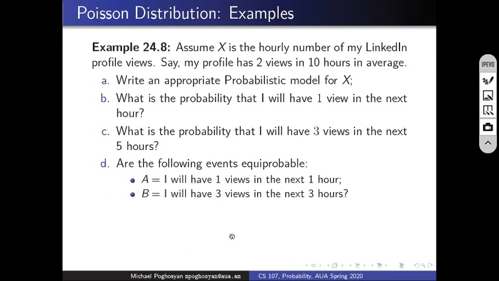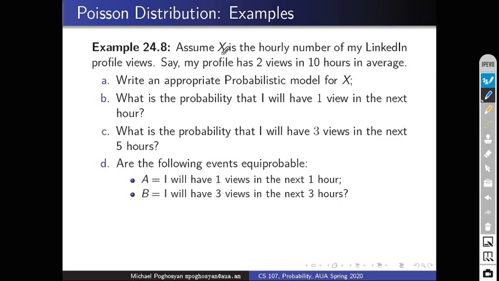Another problem of that type. Assume x is the hourly number of my LinkedIn profile views. Say my profile has 2 views in 10 hours on average. But x is the hourly number, so this is important, hourly number. And the first part of the problem is asking to write an appropriate probabilistic model for x.